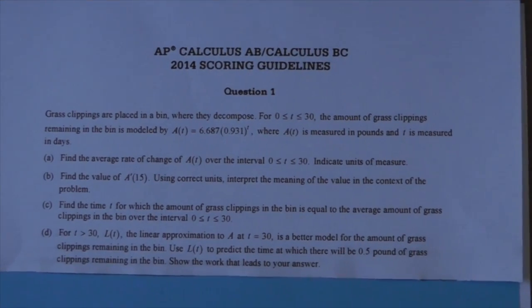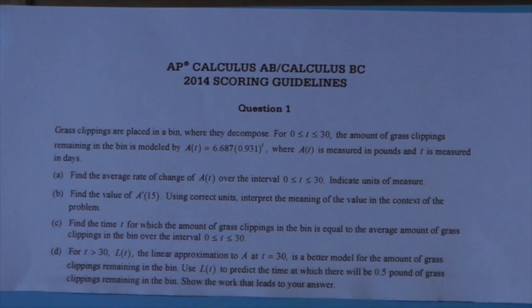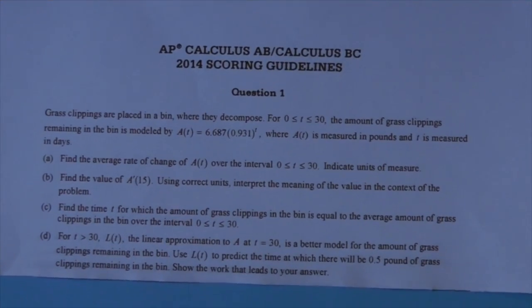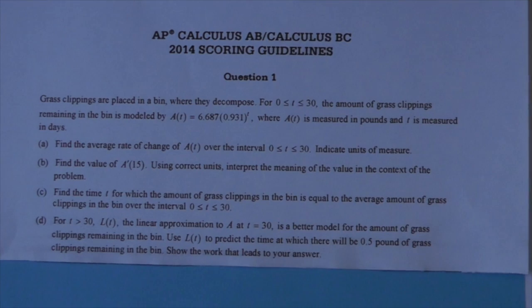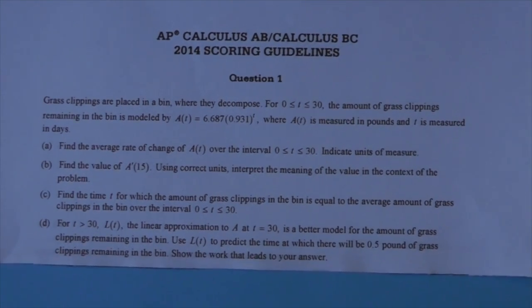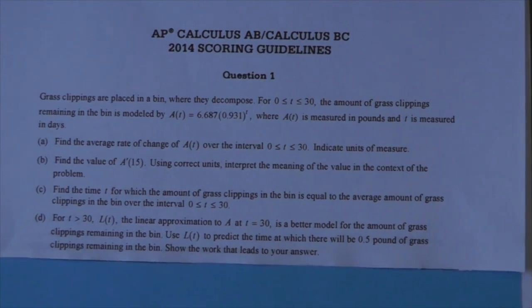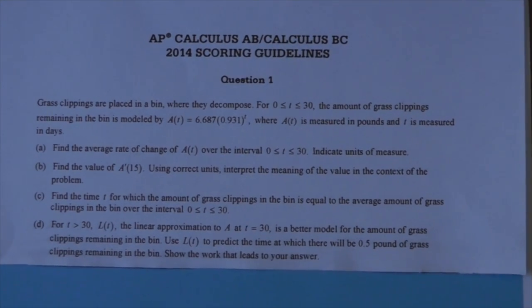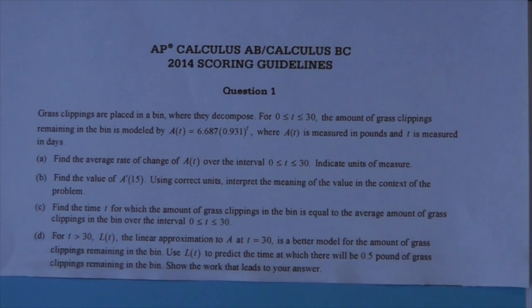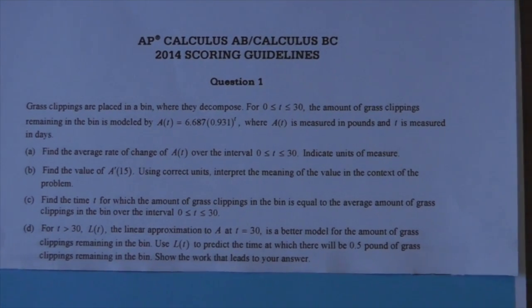The question states, grass clippings are placed in a bin where they decompose. For values of t between 0 and 30, the amount of grass clippings remaining in the bin is modeled by the function A of t equals 6.687 times 0.931 to the power of t, where A of t is measured in pounds and t is measured in days.